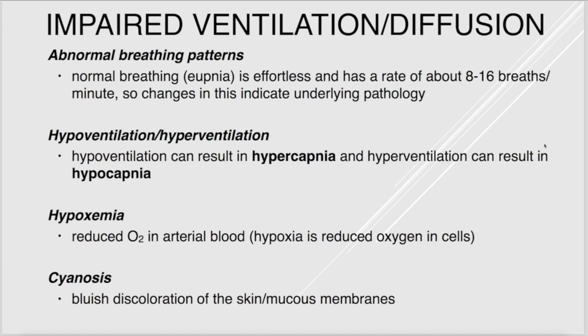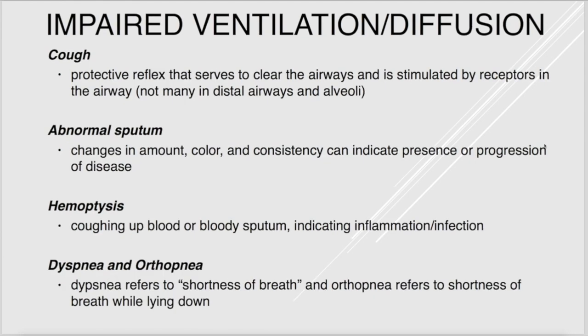Hypoxemia, this is reduced oxygen in arterial blood, which sounds similar but is different than hypoxia, which is reduced oxygen in the cells. And then cyanosis, that's that bluish color that you see due to lack of oxygen. So cough, this is a reflex, and its job is to clear the airways. Changes in sputum, or the amount of sputum, consistency of sputum, if there's blood in the sputum, which is known as hemoptysis, all of those things indicate some pulmonary pathology.